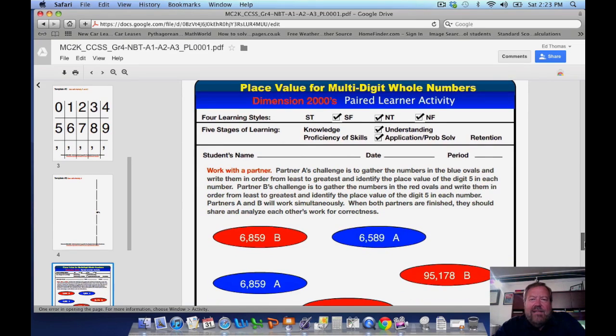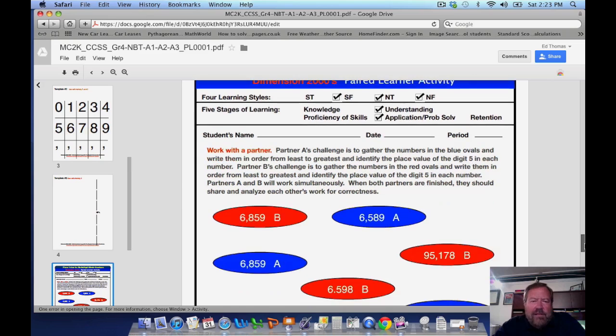Now here in this activity, we have place value with multi-digit numbers, and the directions ask partner A to gather the numbers in the blue ovals and write them in order from least to greatest, and identify the place value of the digit 5 in each number. Partner B works with the red ovals, and they write their numbers from least to greatest and also identify the place value of the digit 5 in each number. And they work simultaneously. When both partners are finished, they should share and analyze each other's work for correctness.